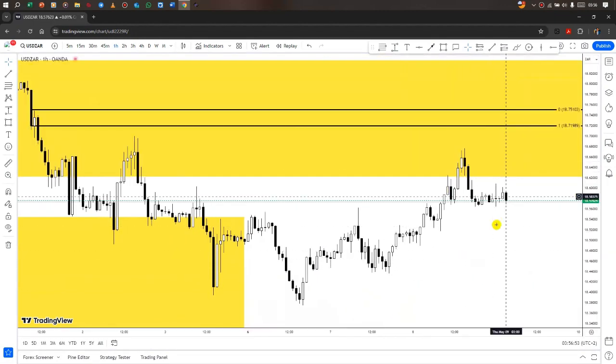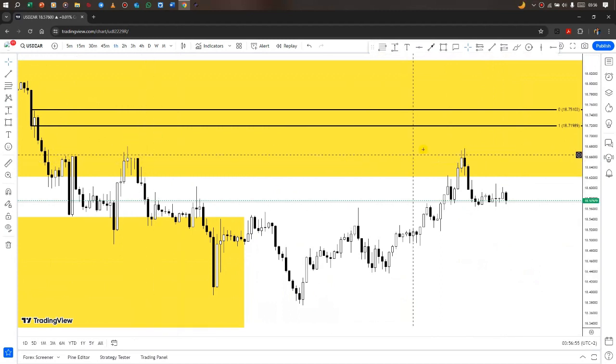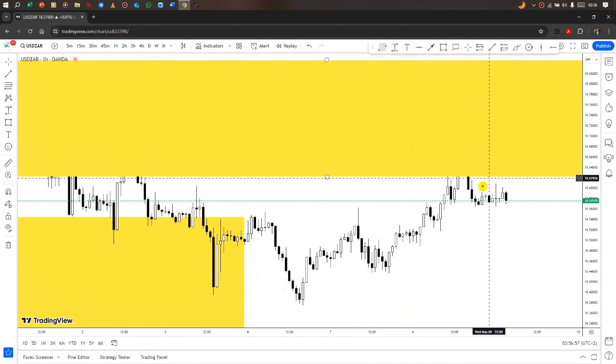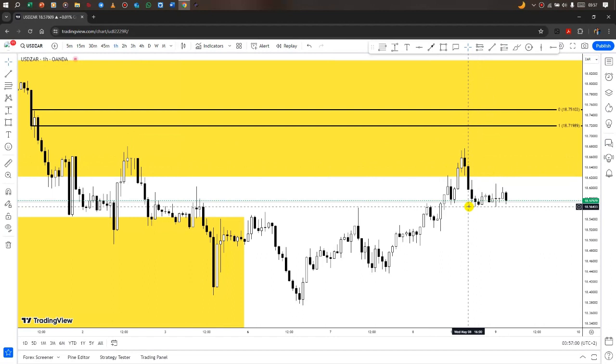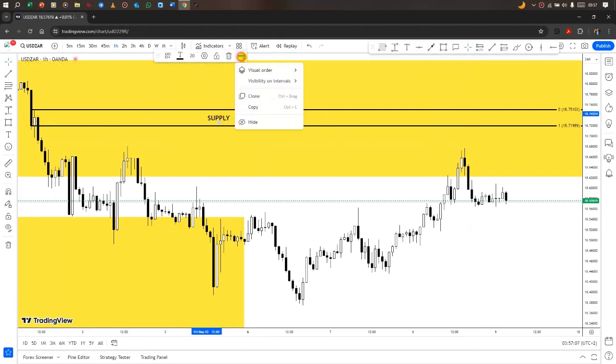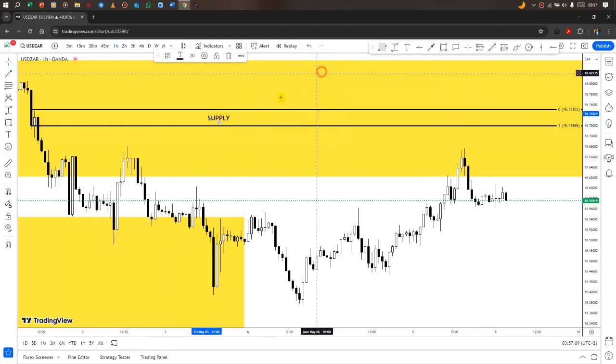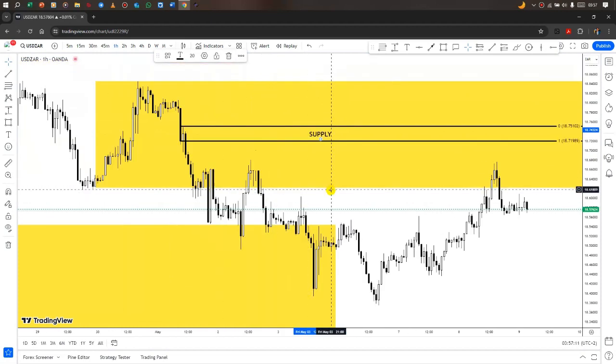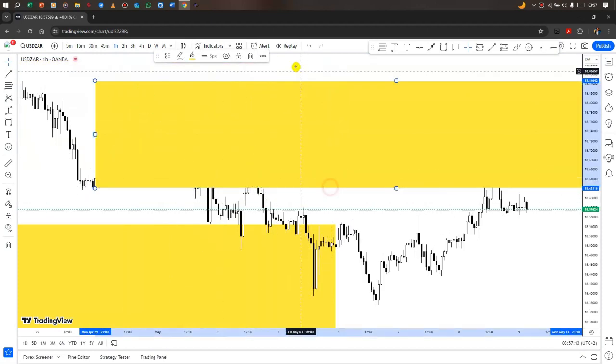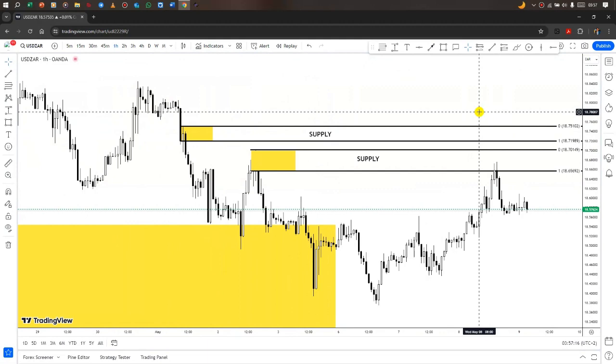If it continues going down from this supply zone here, then we'll have to look for another fresh daily supply zone, then we can refine it and spot our sell opportunity there. But for now, we'll be focusing on this drop base drop for our supply zone, as you can see here. Okay, let me delete this daily supply zone here so that you can see properly.